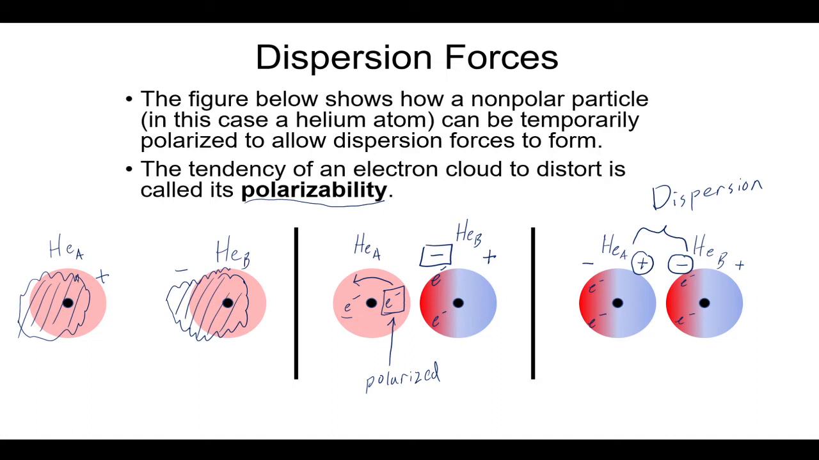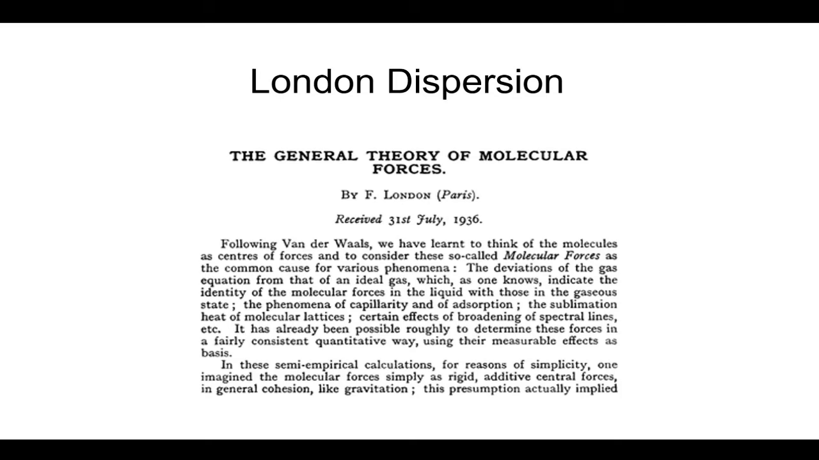Now, a little bit of history here because I like to weave in these tales. The dispersion force was first conjectured by Fritz London. And what's kind of comical here is that Fritz London was German. Fritz had German heritage, but his last name was London, and he published his really important paper in Paris. So really an international collaboration by this single guy, this German whose name was London, who did the work in Paris. So he says, "Following van der Waals, we have learned to think of the molecules as centers of forces and to consider these so-called molecular forces as the common cause for various phenomena, the deviations of the gas equation from that of an ideal gas. As one knows, indicates the identity of the molecular forces in the liquid with those in the gaseous state."